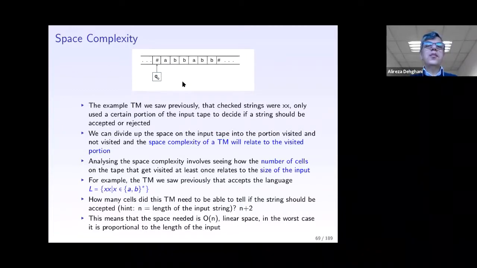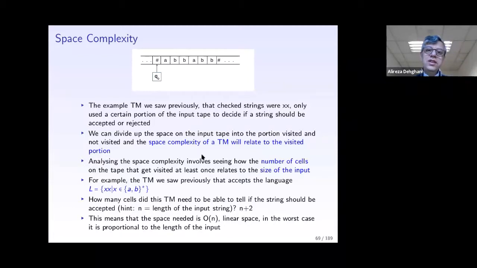So what is the space complexity of a specific problem? It is the portion of the tape you actually visit while you want to accept or reject that specific string. So analyzing the space complexity involves seeing how the number of cells on the tape that get visited at least once relates to the size of the input. For example, for the language we saw previously, how many cells did this Turing machine need to be able to tell if the string should be accepted? n was the length of the string, so n plus 2 was the number of cells we needed.